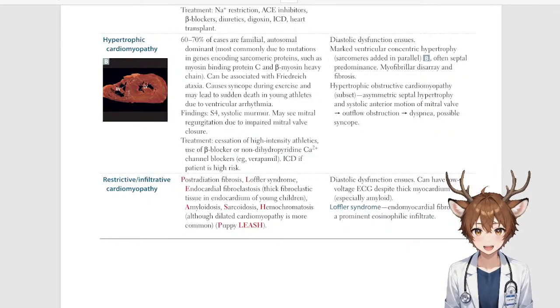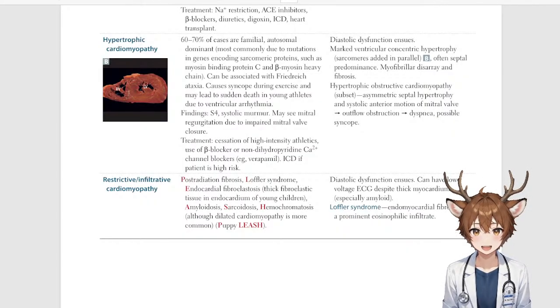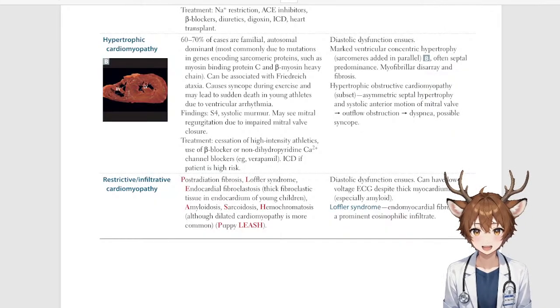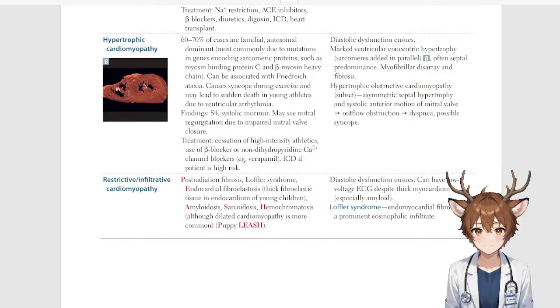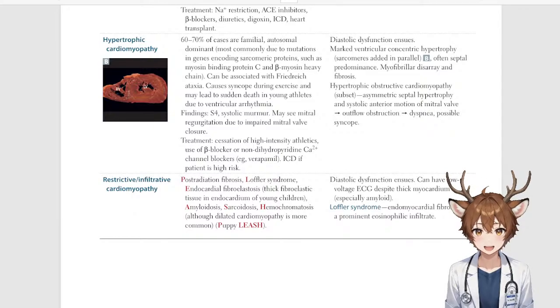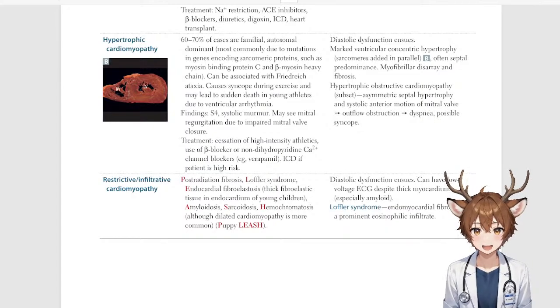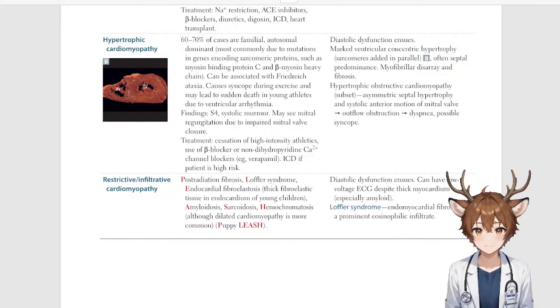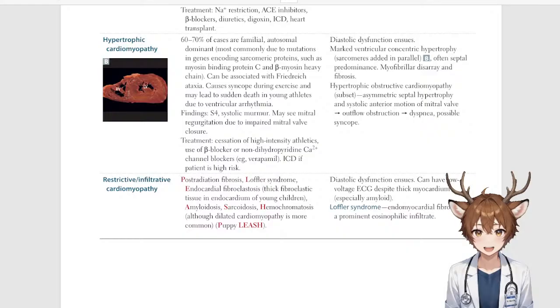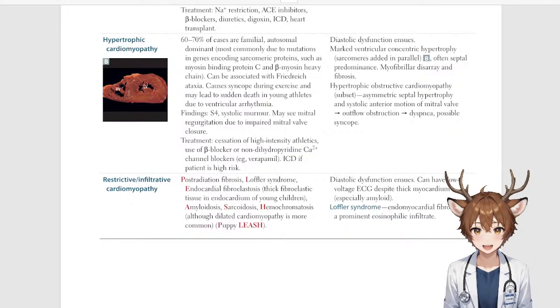Diastolic dysfunction ensues. It displays concentric ventricular hypertrophy, with sarcomeres added in parallel, which is shown in picture B right there, as you can see. Often septal predominance, myofibrillar disarray, and fibrosis. Classified as hypertrophic obstructive cardiomyopathy when the left ventricular outflow tract is obstructed. Asymmetric septal hypertrophy and systolic anterior motion of the mitral valve lead to outflow obstruction, leading to shortness of breath and possible syncope.